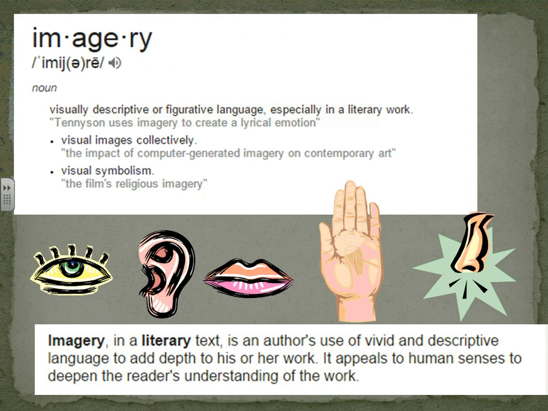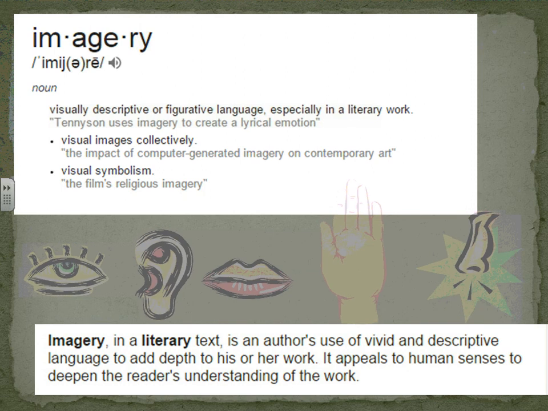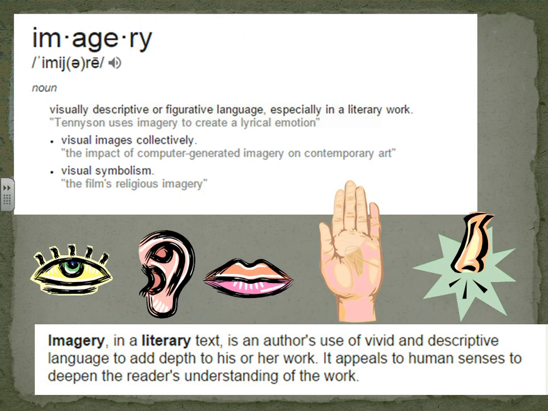What do I mean by that? Well, when an author uses images and wording that really appeal to sight, hearing, taste, touch, or smell, it brings the work to life for the reader. So when you are working on identifying imagery in works, you are really looking for those places where an author uses that vivid and descriptive language to bring an image to life for the reader.